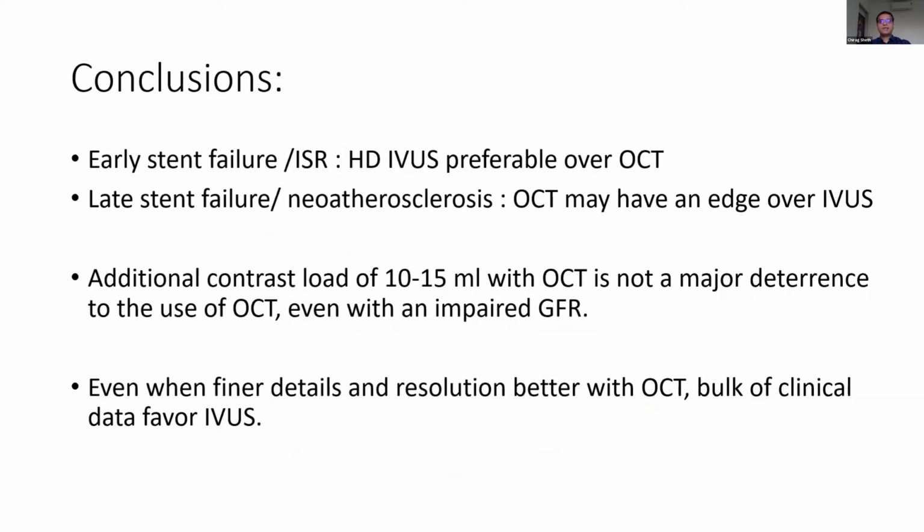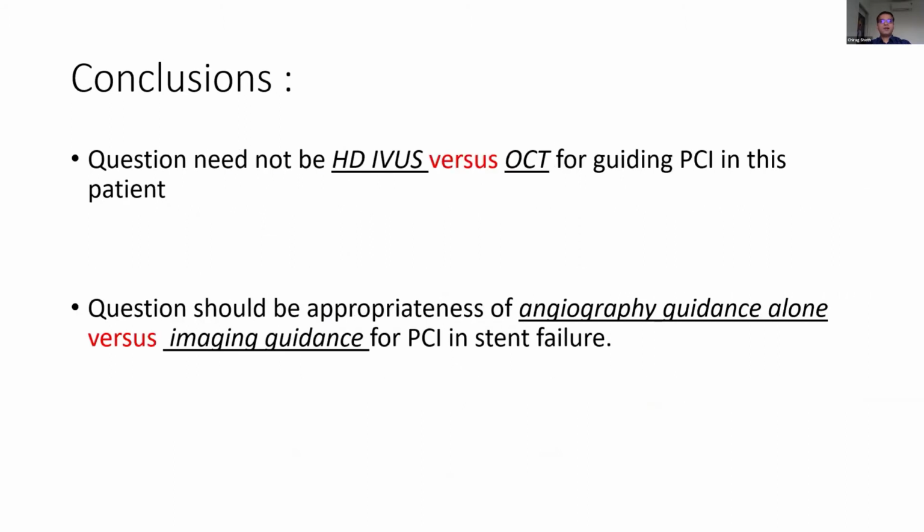For early stent failure and ISR, HD-IVUS is preferable. And even when final details and resolution are better with OCT, the bulk of clinical data will favor IVUS. The question need not be HD-IVUS versus OCT, but the appropriateness of angiography guidance alone versus imaging guidance for PCI in stent failure.